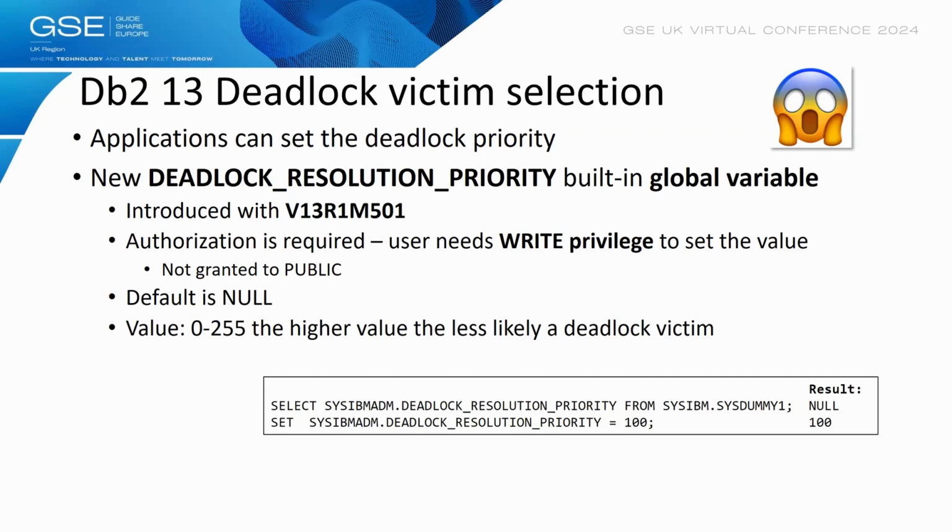The higher the value, the less likely a deadlock victim. So again, this really needs some care. And if you experience some deadlocks, maybe you can take a look at your applications and start thinking, maybe this application is a victim and it shouldn't be. So let's use this and specify a high value. And for the other application, let's specify a low value so that you can influence who will be selected as a victim.